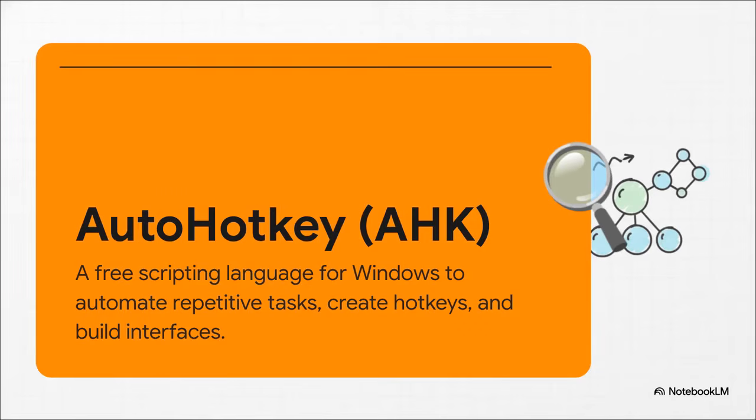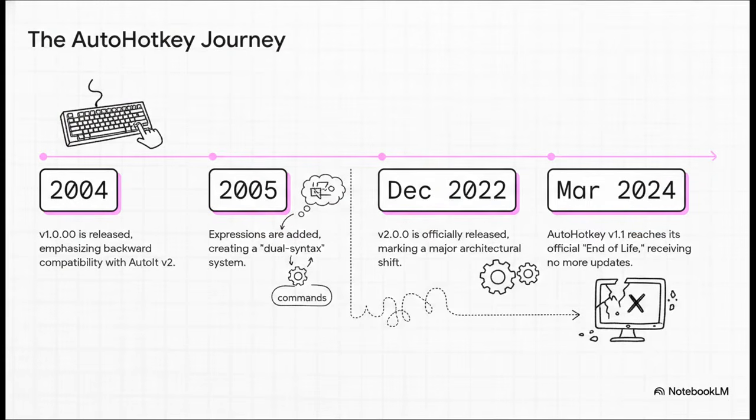Now, for anyone who might be new to this, AutoHotkey, or AHK as most people call it, is a scripting language for Windows. It lets you create your own keyboard shortcuts, automatically fill out forms, remap your keyboard. I mean, basically, if you do something repetitive on your PC, AHK can probably help you do it way faster. And it has been around for a long time.